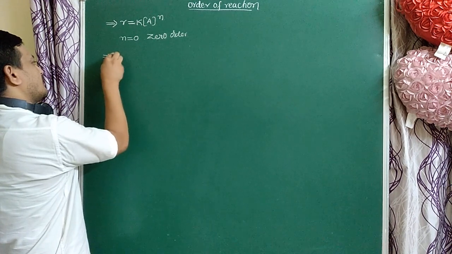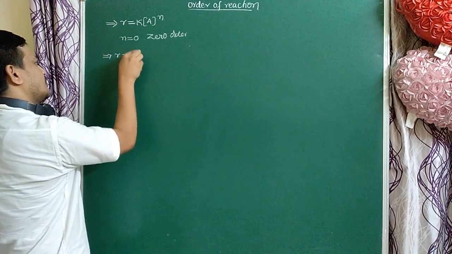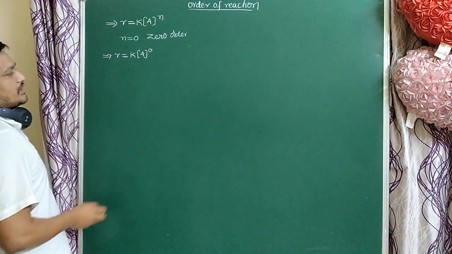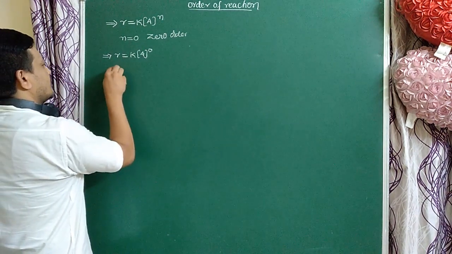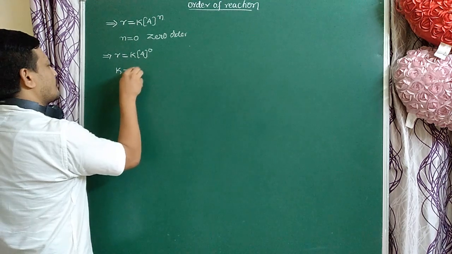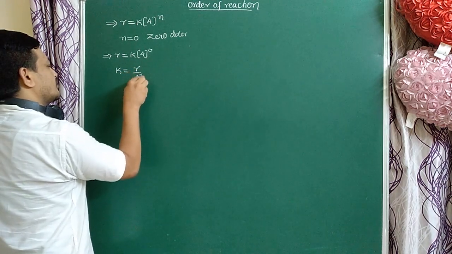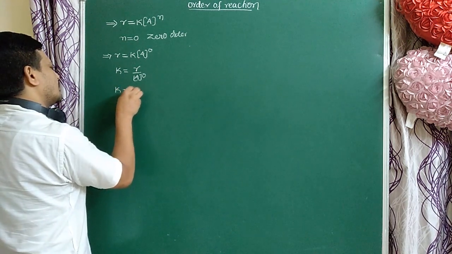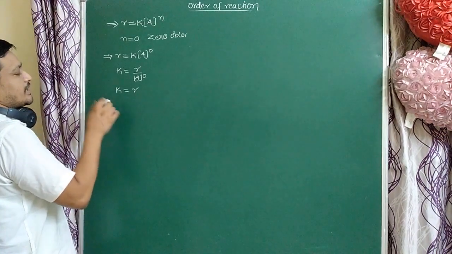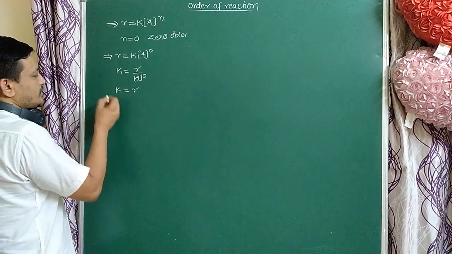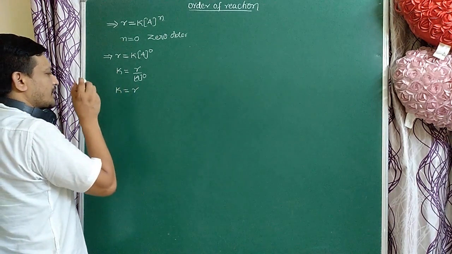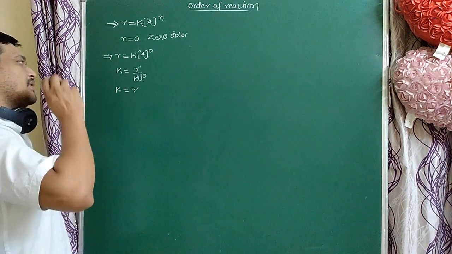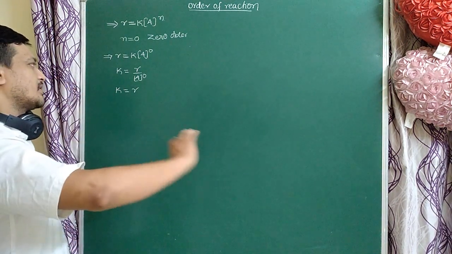So R equal to K into A power 0. That is very important. So K equal to R by A power 0. A power 0 means it equals 1. So K equal to R. For a zero order reaction, K equal to R. The units of the rate constant equal the units of the rate of the reaction.